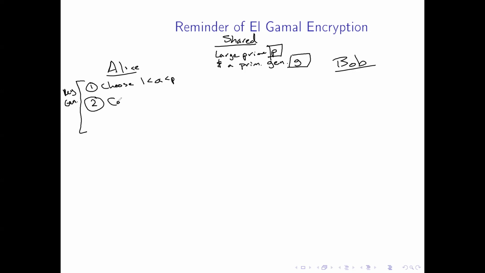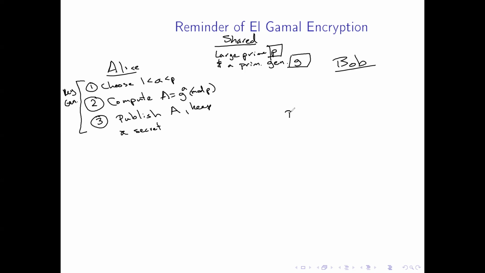And then Alice has to compute big A, which is equal to G to the little a, mod P. And then publish big A, keep little a secret. So little a is secret, big A is public. So that's what happens.